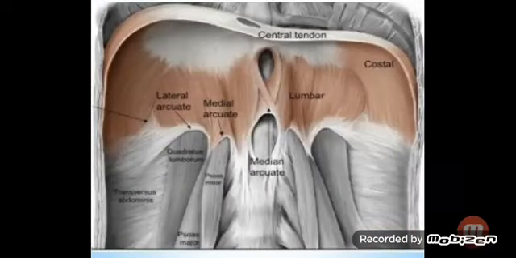Lateral to the crura, lateral to the right crus and left crus, the diaphragm arises from the medial and lateral arcuate ligaments. So this is the medial arcuate ligament here, and lateral to it is the lateral arcuate ligament. So the part of the diaphragm that is lateral to the right and left crura takes its origin from the medial and lateral arcuate ligaments. The right and left crura are connected together by the median arcuate ligament. So the median arcuate ligament connects the two crura with each other.